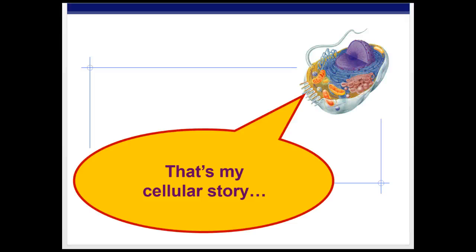The cell theory was first articulated in 1839 by Schwann and Schleiden, and later revised, and remains an important foundation of modern biology. It's one of the most important theories that we have in biology.